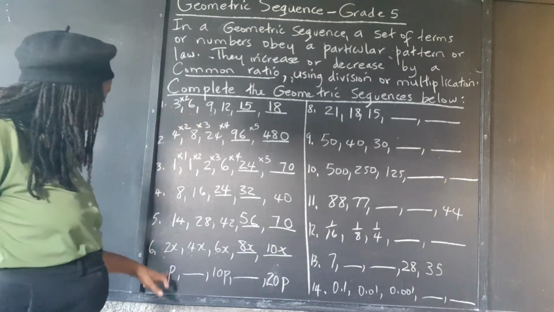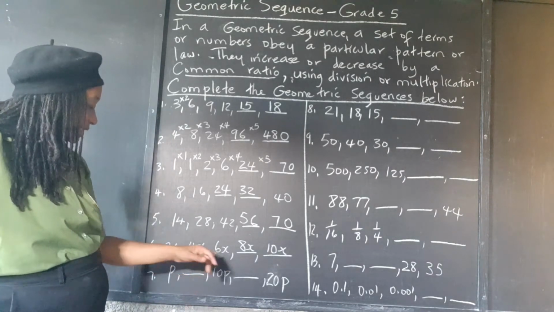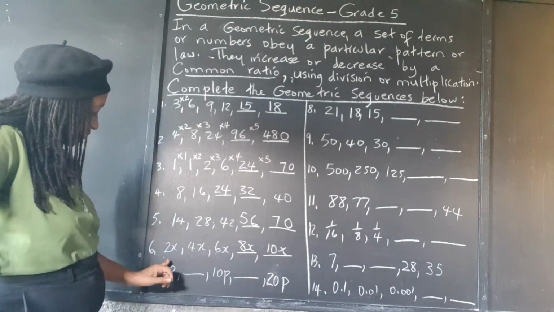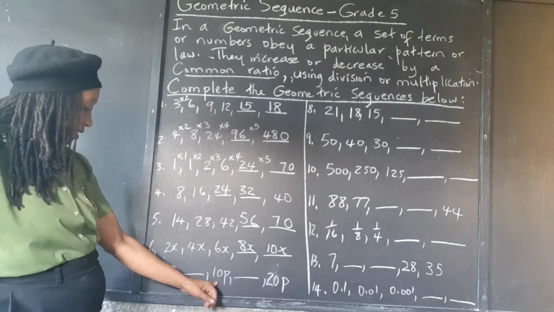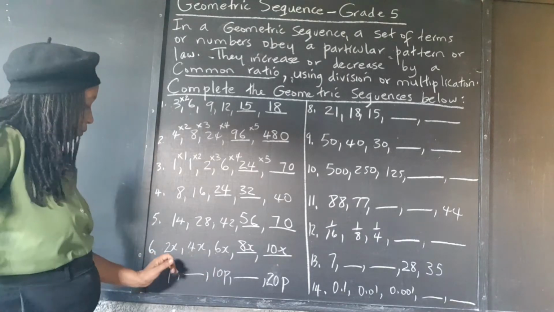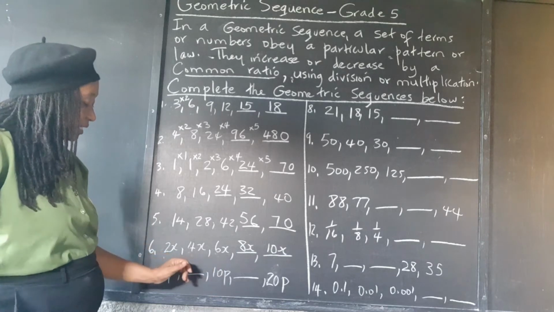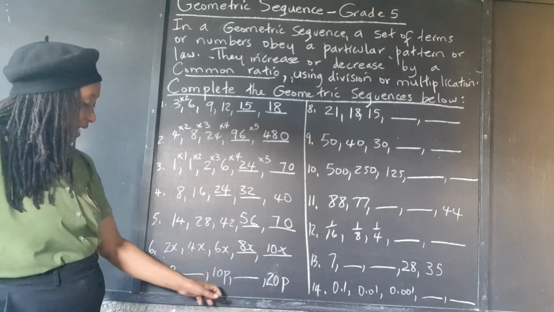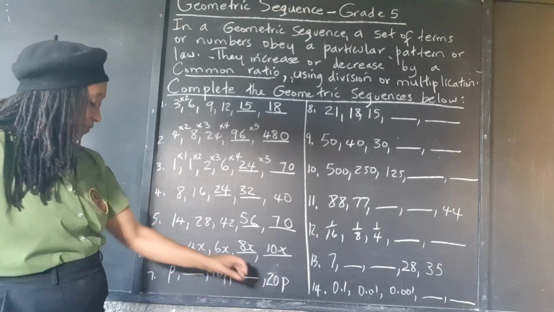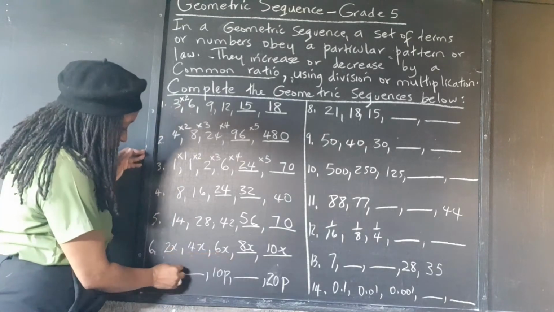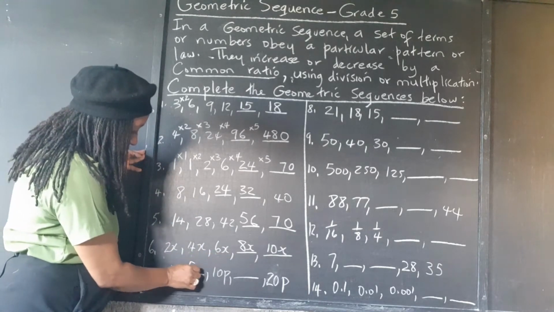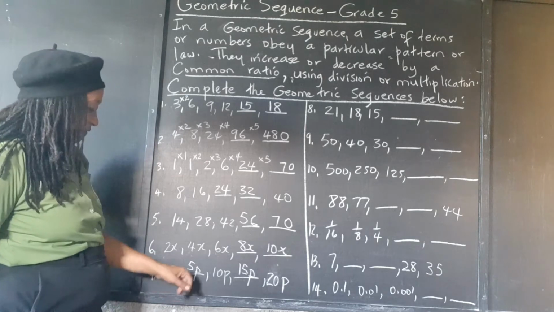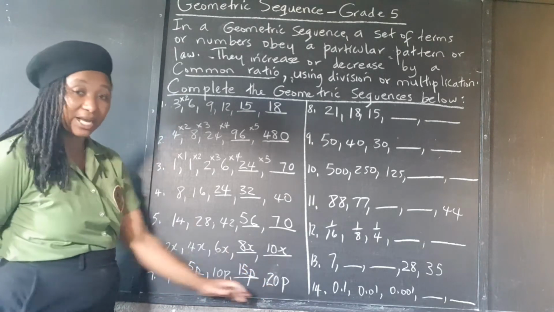Alright, so we have 1P, then something is missing, then 10P, something is missing, 20P. Between 1P and 10P, since a term is missing, we need to divide the 10 by 2. That will give us 5. And 10 and 20 divided by 2 will give us 5. So we need to add 5 then. So this will be 5P and 15P. So we have 1, 5, 10, 15, 20. So that's your 5 times table.